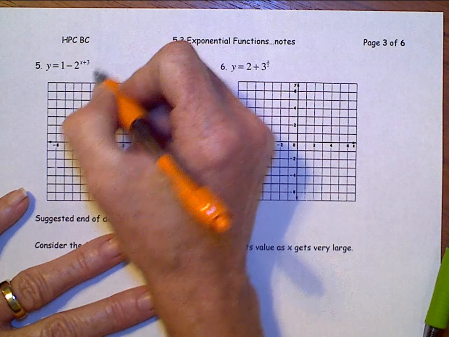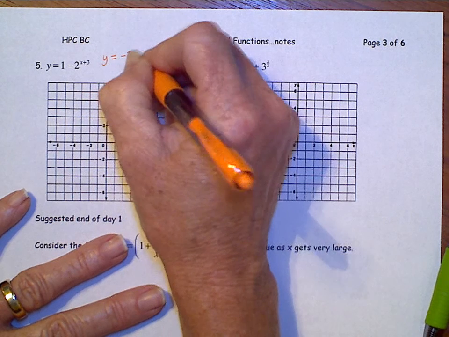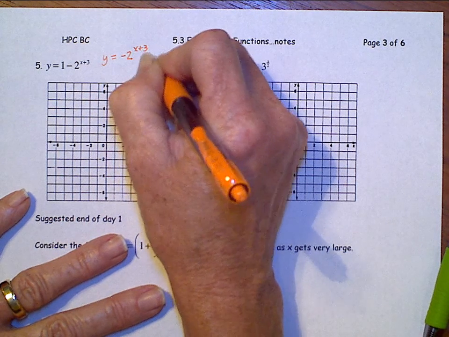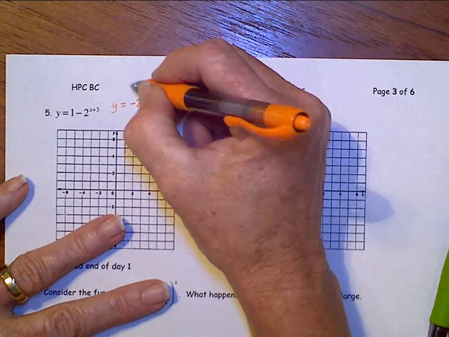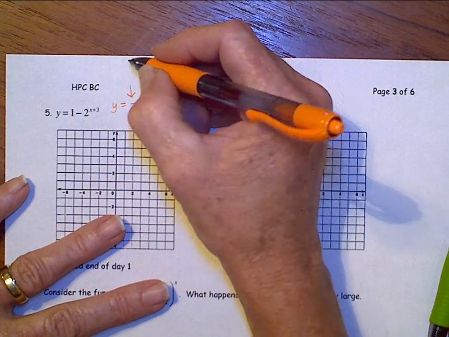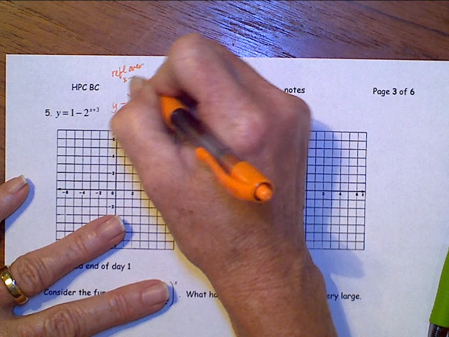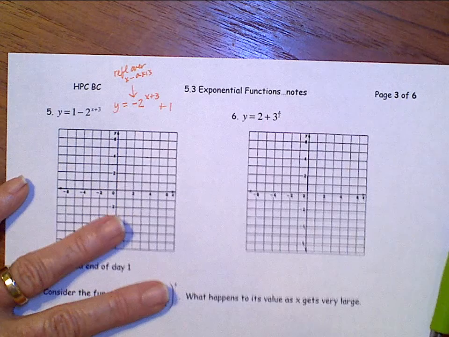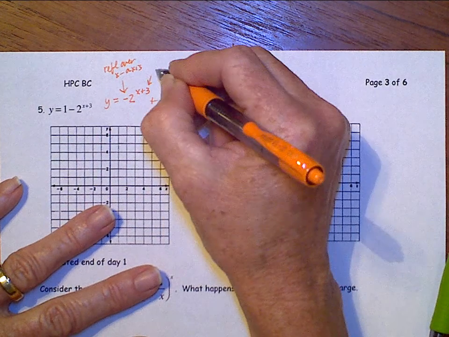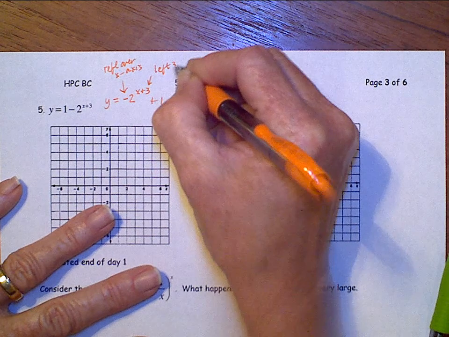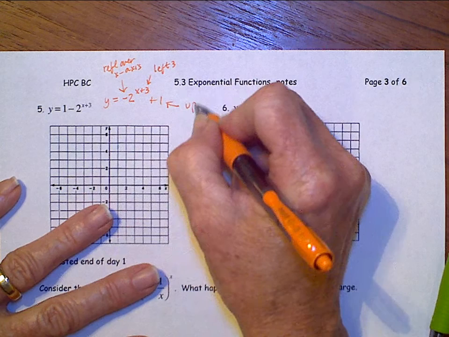What if we write this as y equals negative 2 to the x plus 3 plus a 1. This negative will show a reflection over the x-axis. This plus 3 is going to shift left 3, and this plus 1 will shift up 1.